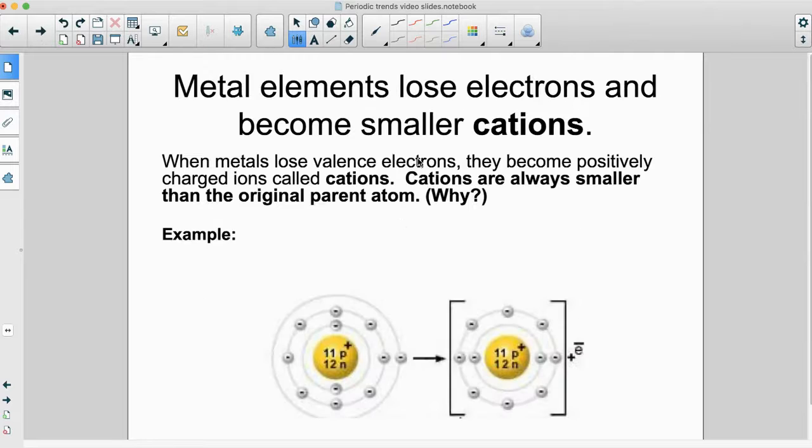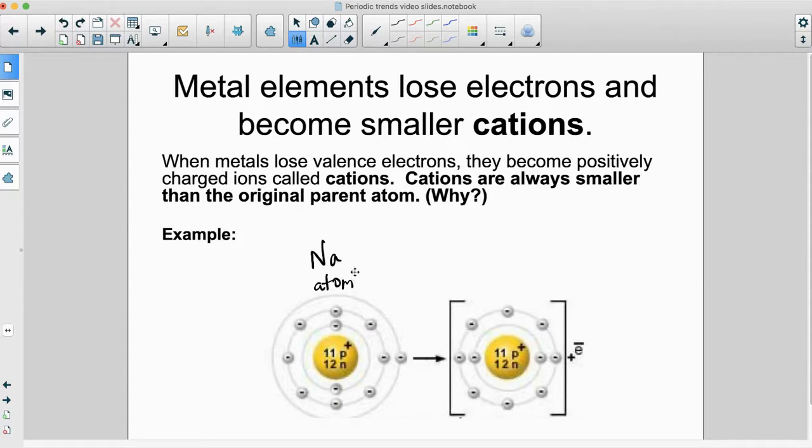And we're going to take a look at this first picture. Here we have a metal element. I'll let you guess what it is. Notice it has 11 protons. So if it has 11 protons, we have sodium. So here we have a sodium atom. It also has 11 electrons. That makes it a neutral atom, and it's a metal.